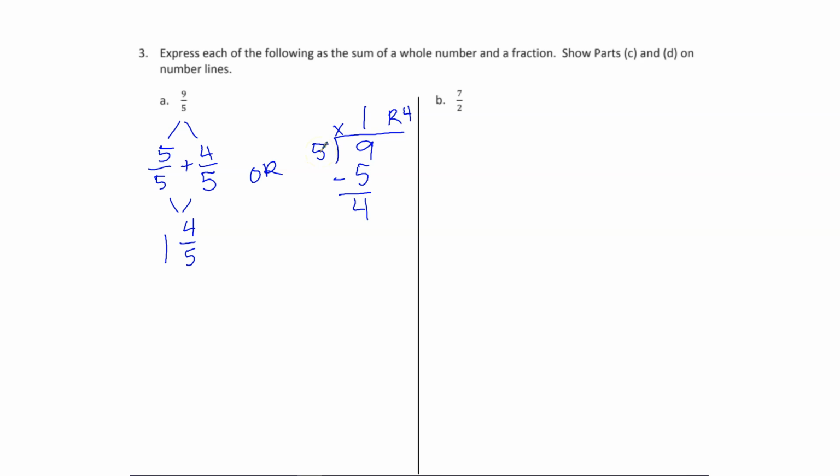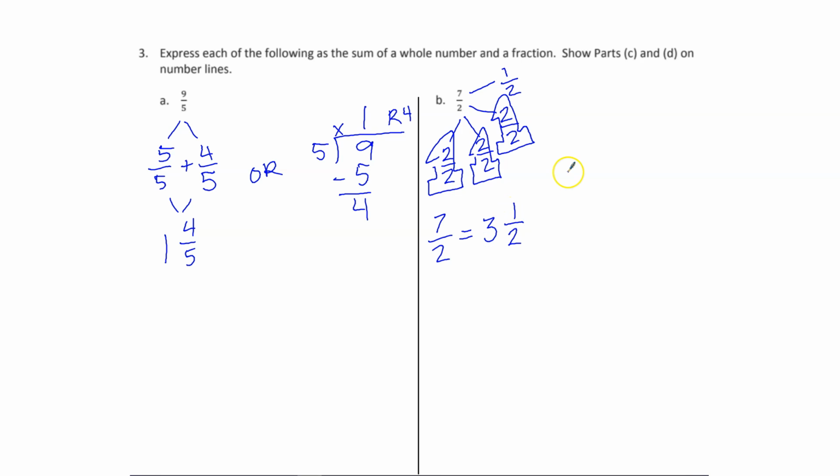All right, let's go ahead and take a look. Most people think this is a little bit easier to do it this way. I know that I'm going to have 2 halves plus 2 halves, that's 4 halves, plus another 2 halves, 6 halves, plus 1 half. All right, so this is one whole, this is one whole, this is one whole, and I have a half remaining. So 7 halves is equal to 3 and 1 half.